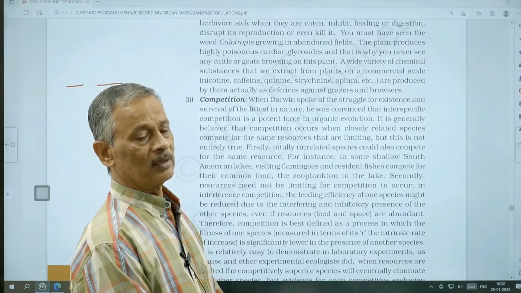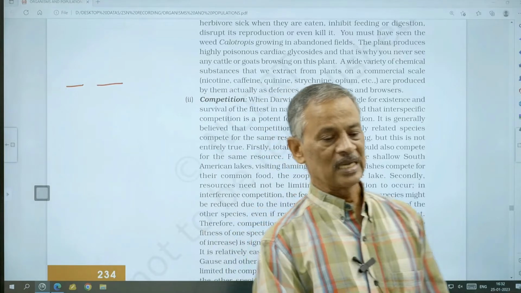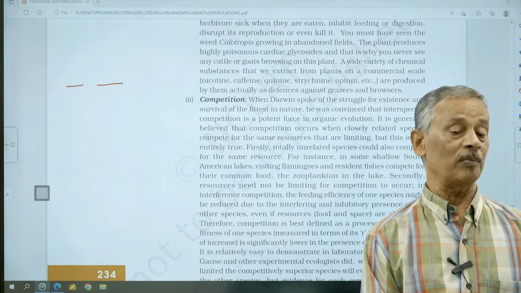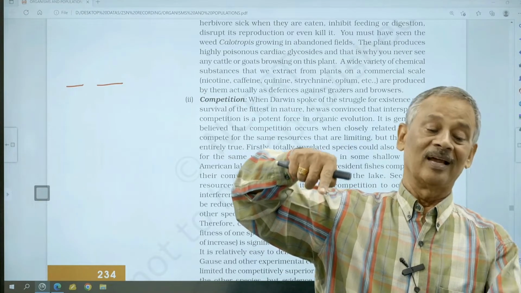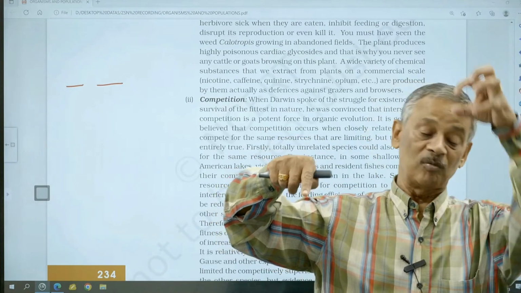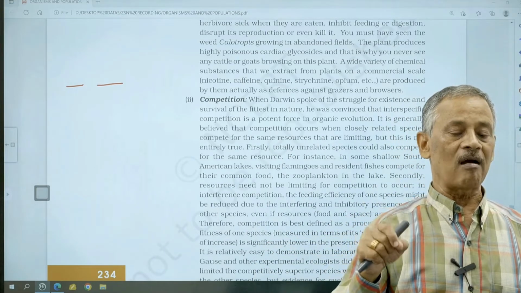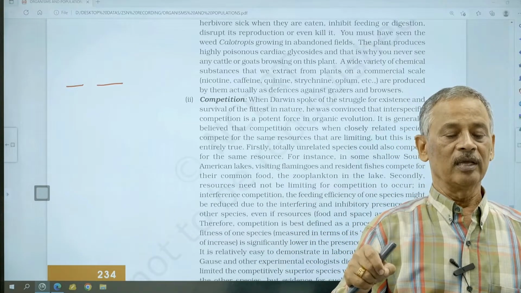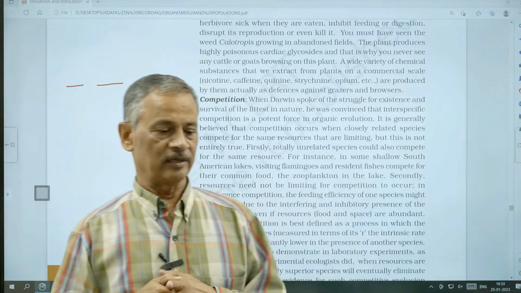Second one, even if the resources are plenty, they will compete. That is what is called interference competition. Because of the presence of another species, the R value of one species will be reduced. This type of interaction is called interference competition.